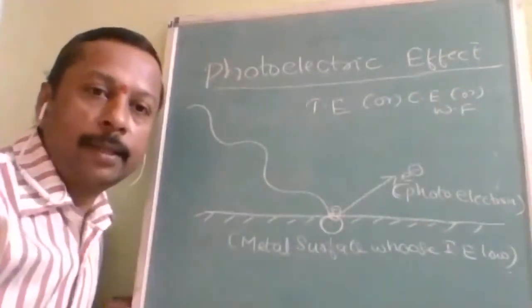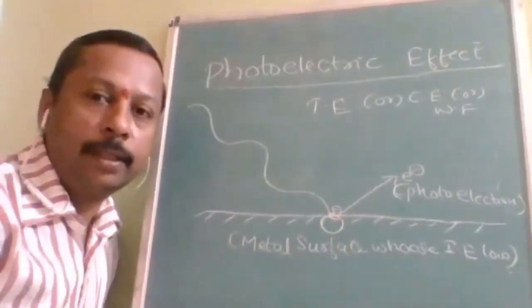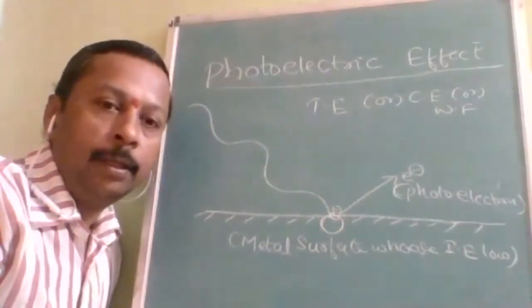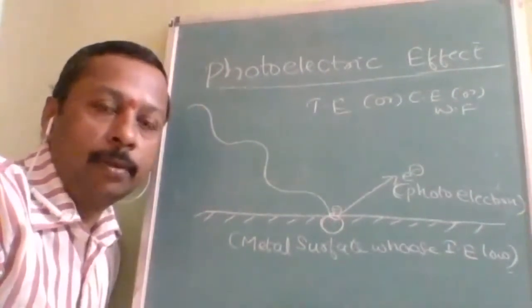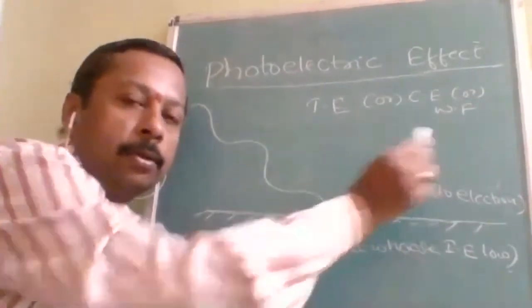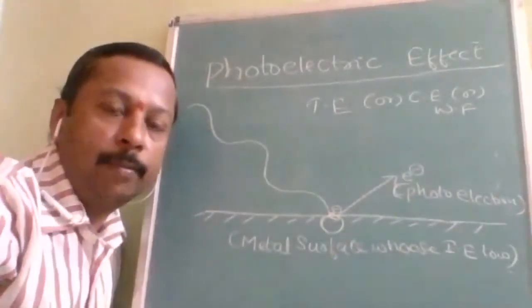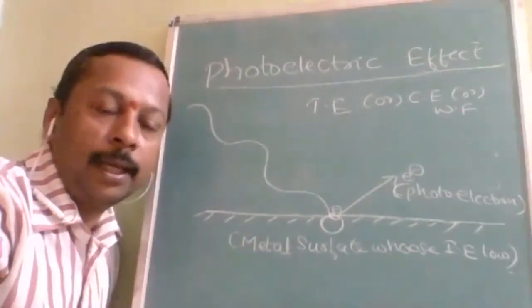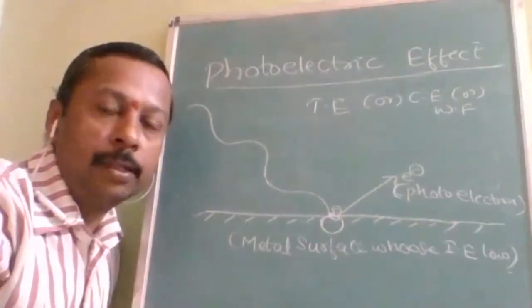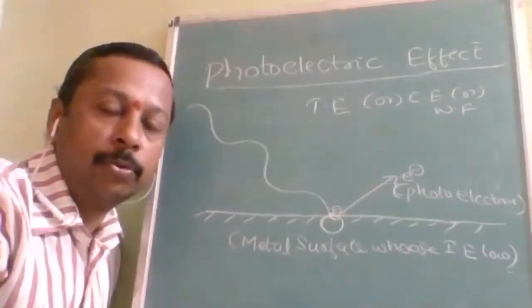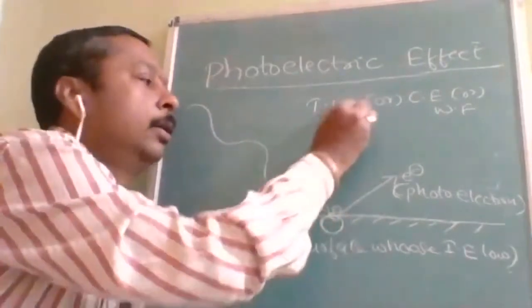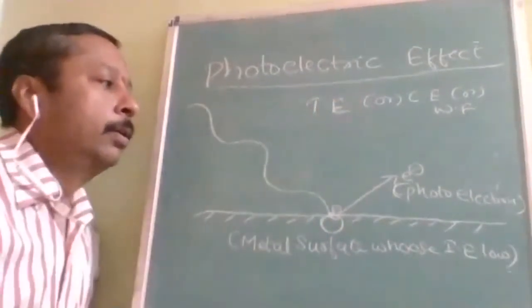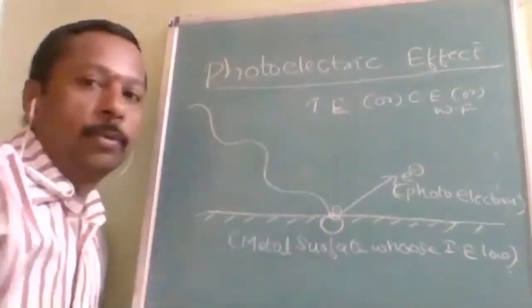What are the three things? Threshold energy, critical energy, or work function. All three are the same only. But if the energy is expressed in terms of electron volt, then it is also called the work function. The term work function is preferred when energy is in electron volt. Otherwise, threshold energy and critical energy are the best terms. Is it understood, students? Now, our energy should be more than this.